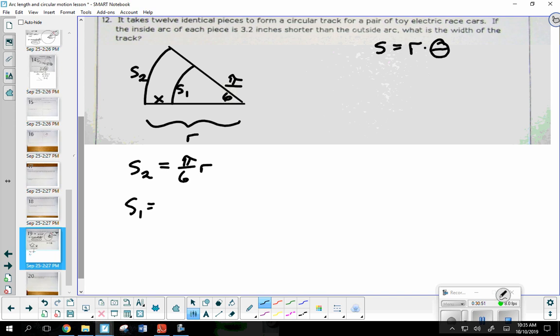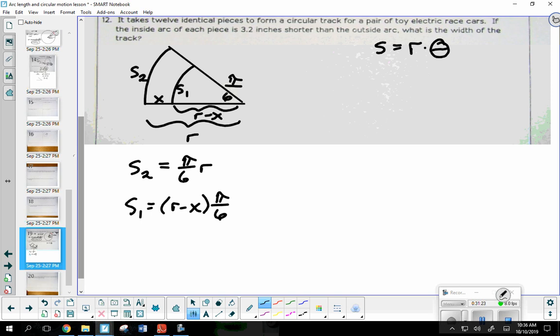So what should I put here for the radius? Connor? Oh, not the 3.2. It would be r minus x. If the entire length is r, but this portion is x, then the remaining portion has to be r minus x. We'll talk about the 3.2 in just a second. So I said r minus x times pi over 6. This represents the radius of the smaller sector, and it still has the same central angle, pi over 6.